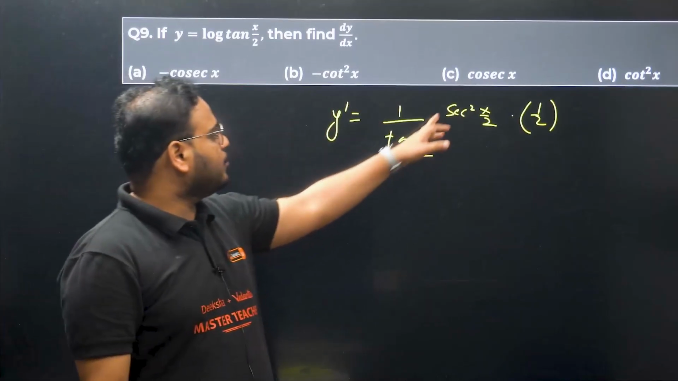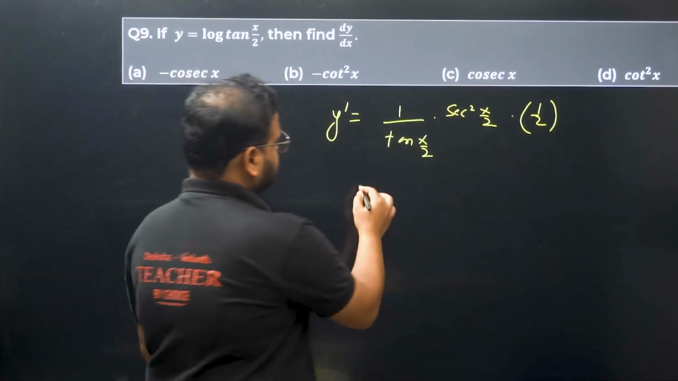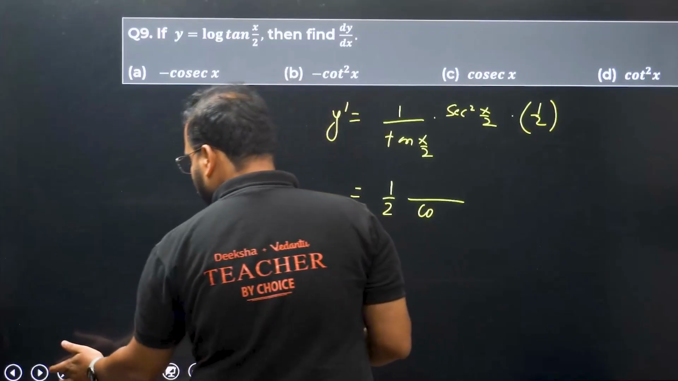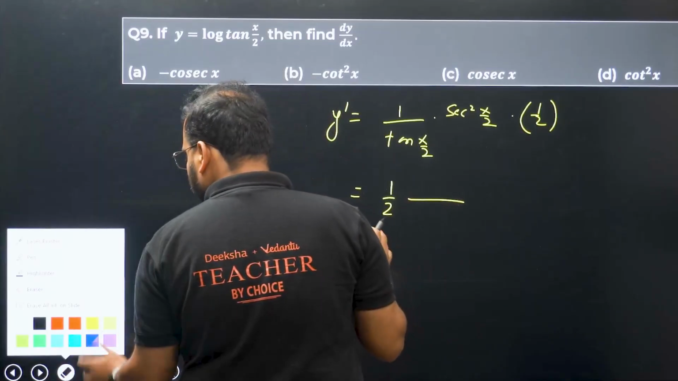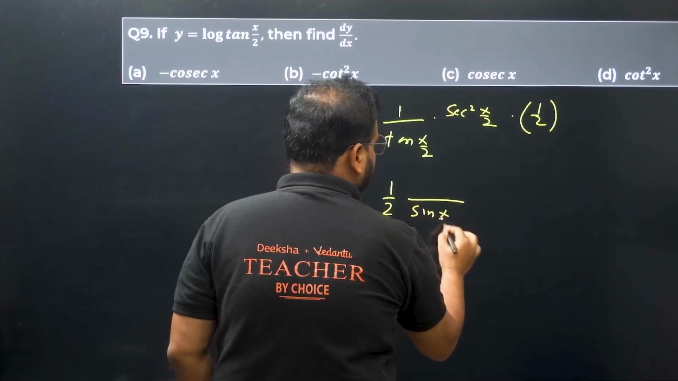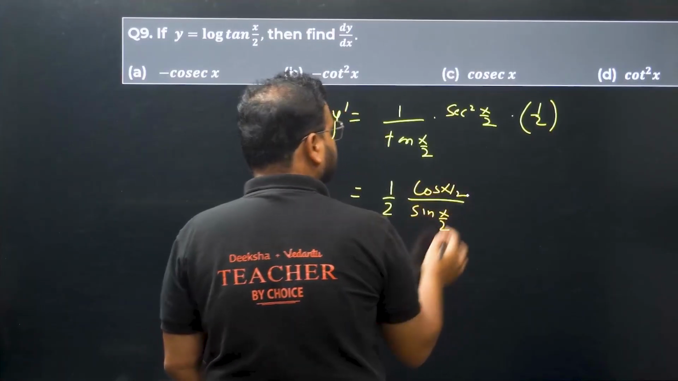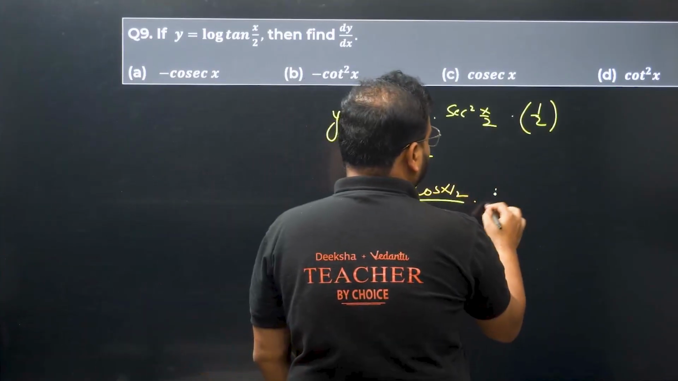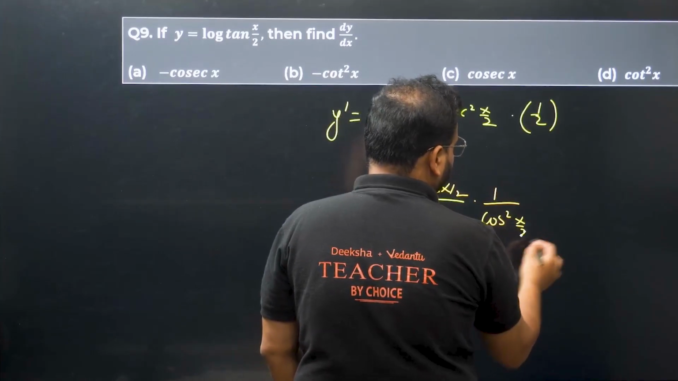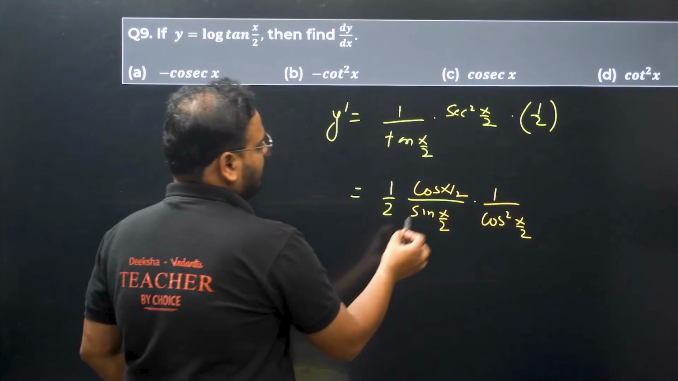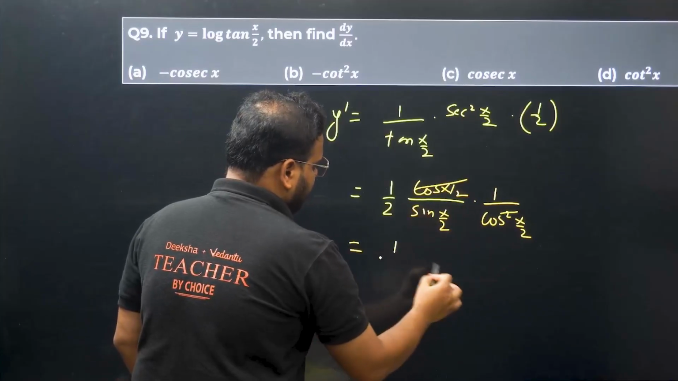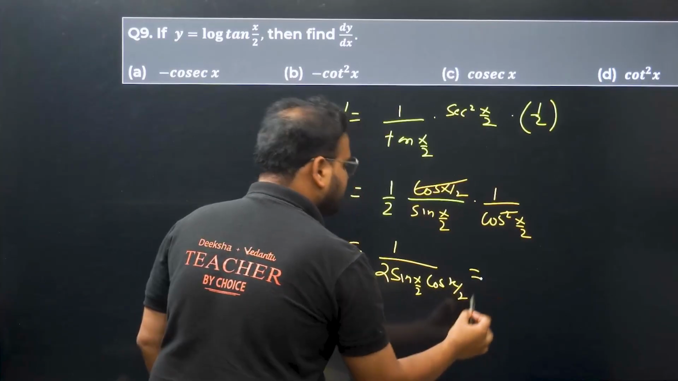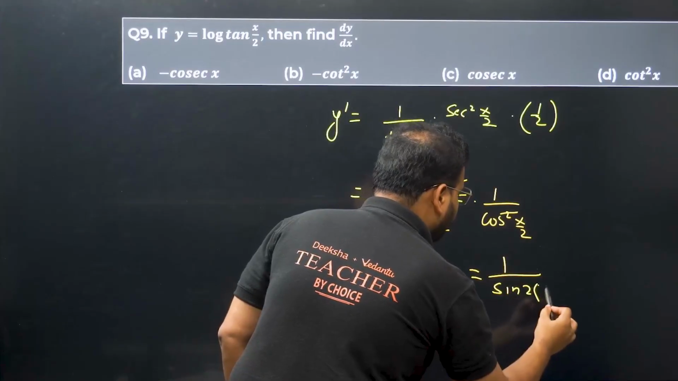So we have 1 by tan x by 2, sec square x by 2, and 1 by 2. This becomes what? Tan is there, so sine by cos. So we'll have over here sine x by 2, the cos can go up, cos x by 2. 1 by tan is cot, so you can write this as cos by sine. And sec square will be 1 by cos square x by 2. I've written the 2 already outside over here. This will cancel one of the cos's. I get 1 by 2 sine x by 2 and cos x by 2. I get this as 1 upon sine 2 times x by 2.